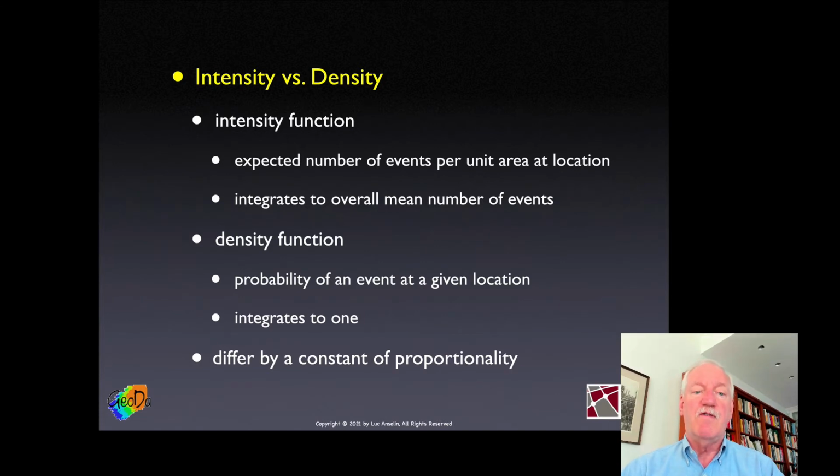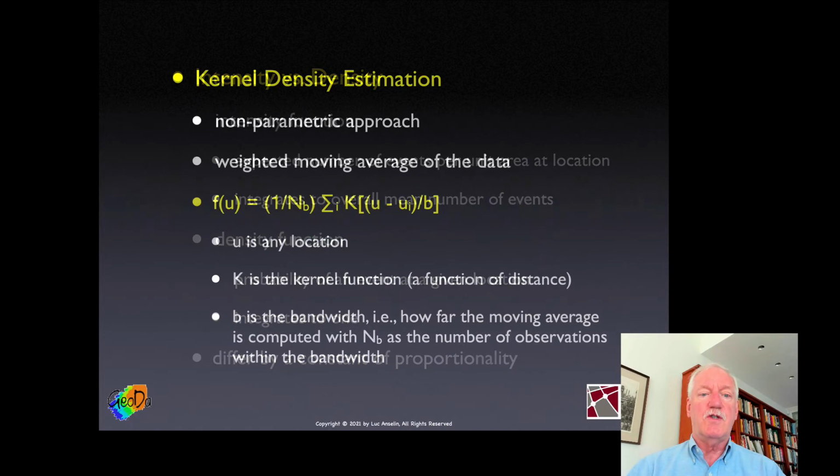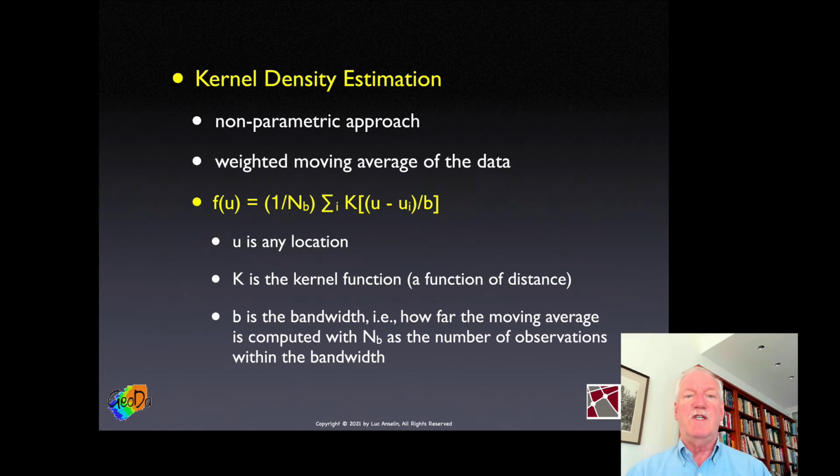And so rather than giving the expected number of events, it gives the probability of an event at a given location. So they're very related. They essentially have the same shape, but one is a rescaled form of the other. And in the literature, they're often confused and used interchangeably. But to be precise, intensity is about the number of events, and density is about the probability of an event. So then that leads us to the kernel density estimation.